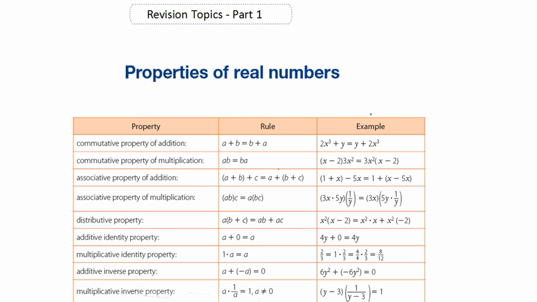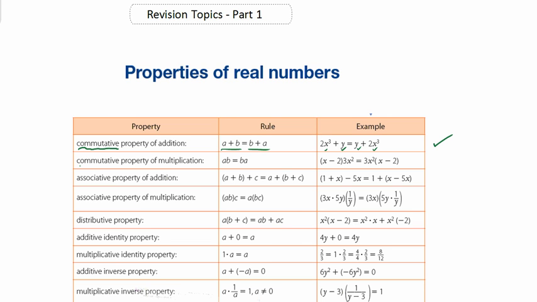Let's check it out. The first section here is, as you can see, properties of real numbers, and I think mostly you would be familiar with these things. Let's have a look now. The commutative property here is you can add things up in either order. So it doesn't matter if you have 2x cubed plus y, that'll be the same as y plus 2x cubed. 2 plus 3, same as 3 plus 2. So that idea isn't too bad.